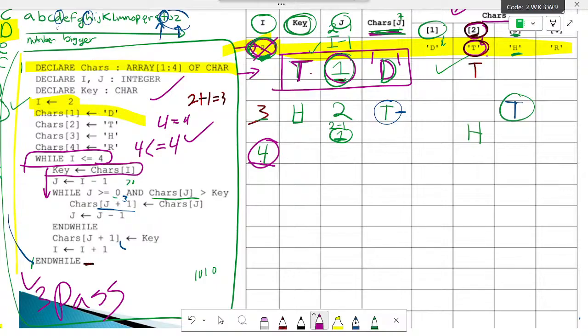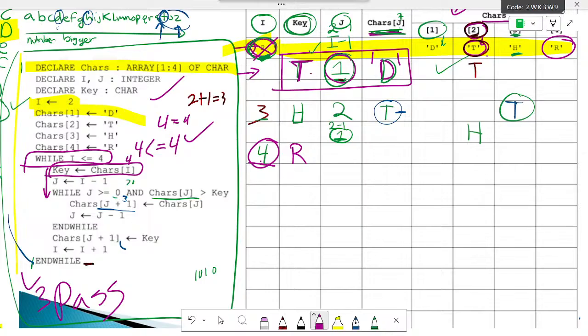We have key, and right now I is equal to 4. So key is equal to R. Agree or disagree? Where do I need to put the R? We need to put it into key. So right here, this should be R. Does everyone have R?